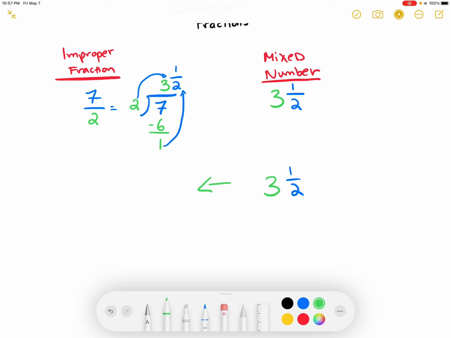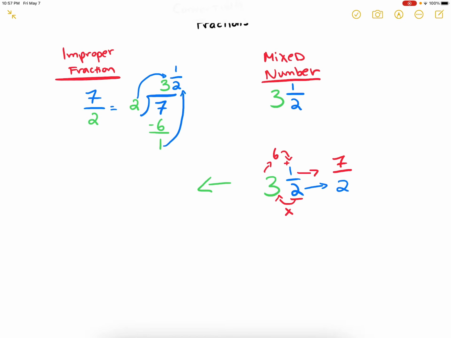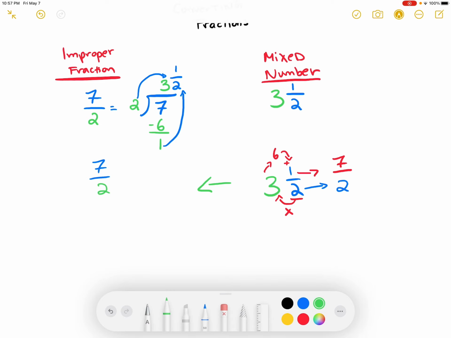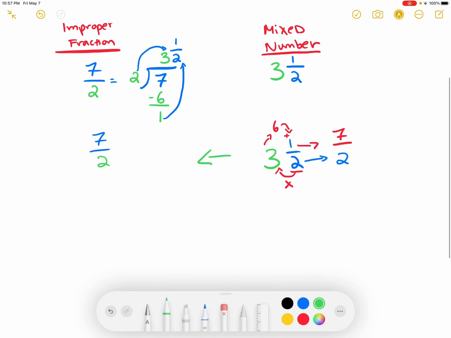to an improper fraction. And how would you do that? Simple. What you do is you take the denominator, you multiply it by the whole number, this big number, and that answer, which is going to be in this case 6, right? 2 times 3 is 6. You take that answer and you add it to the numerator, and you get 6 plus 1, which is 7. And then you take this denominator and you put it under here. And so we get returned back to 7/2, just like we started with.